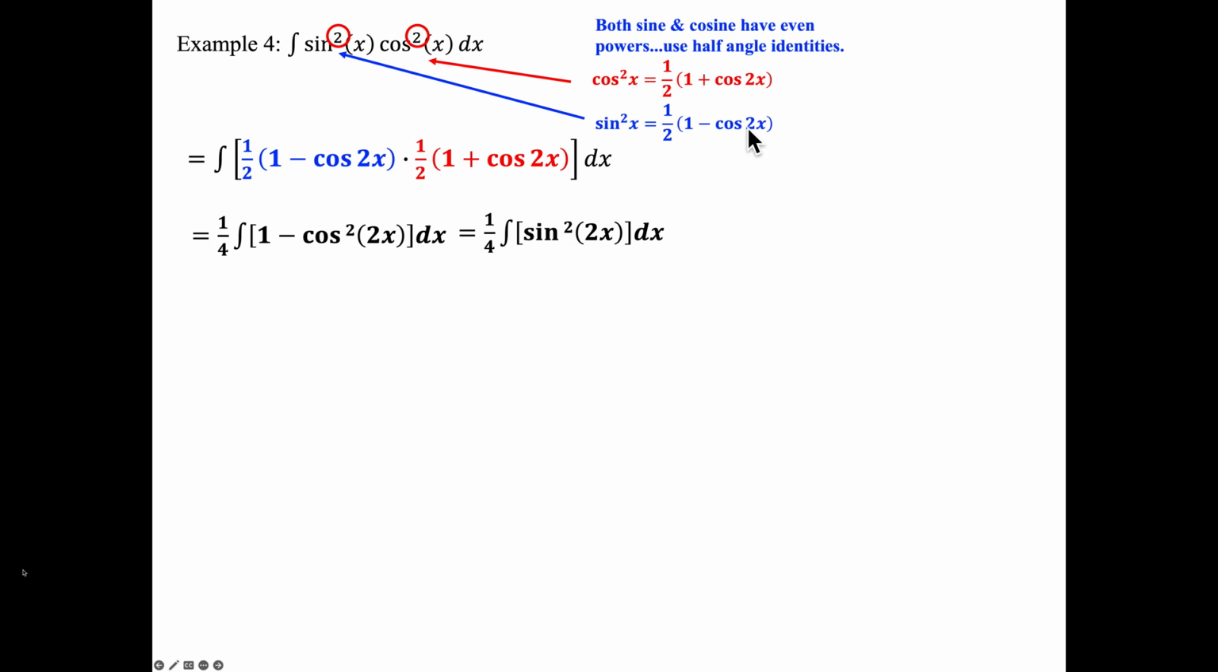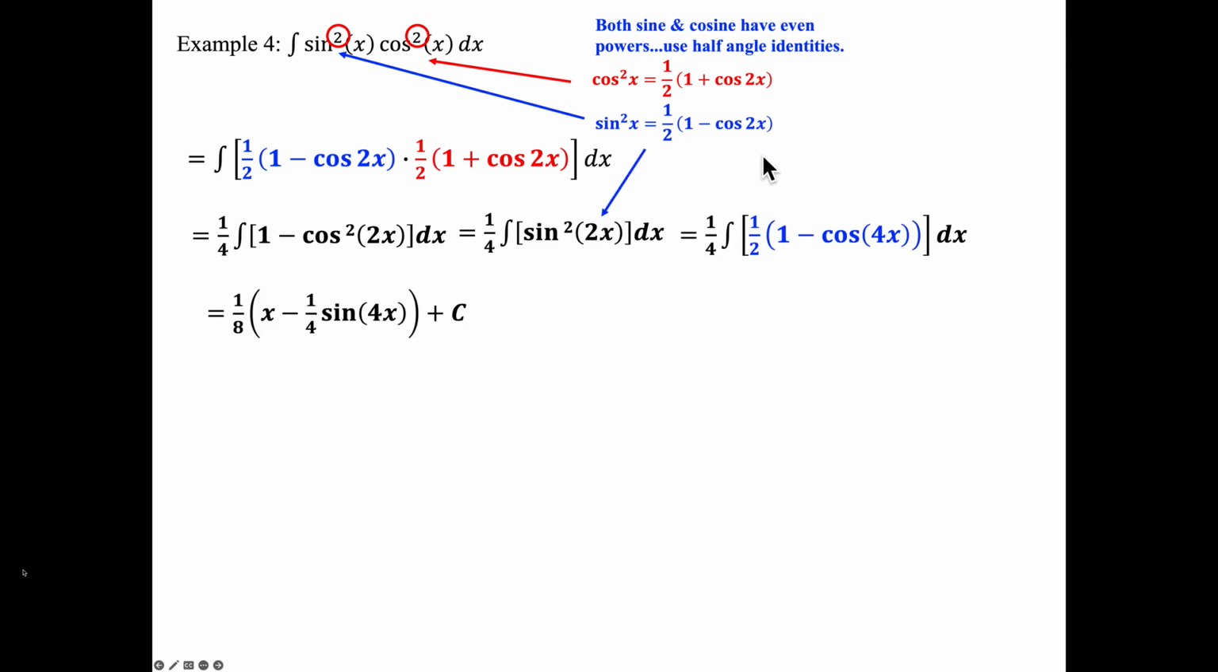Now you've got to remember, this 2x right here is technically just this x. So that's x being doubled to 2x. So now 2x will be doubled to 4x when I rewrite it. Take the 1/2, factor it out front, we'll call that 1/8. Integrate the 1, that's an x. Minus integrate cosine of 4x, that's sine of 4x.